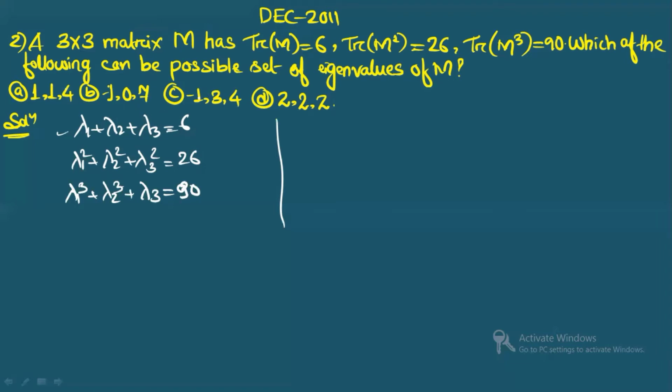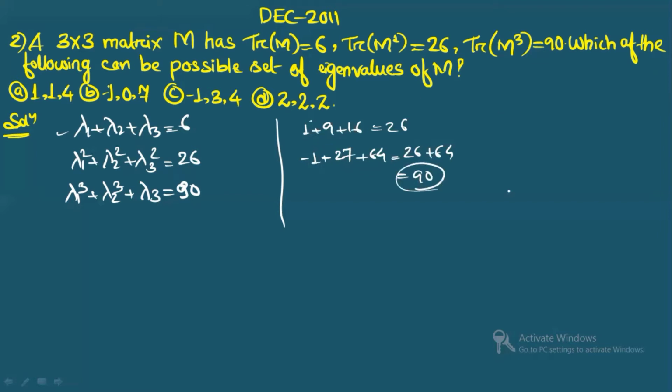For option C, when you add minus 1, 3 and 4, it will give you 6. When you add the squares, minus 1 square is 1, 3 square is 9, 4 square is 16, so it is giving you 26. Now you will do the cube. Minus 1 cube is minus 1, 3 cube is 27, 4 cube is 64. So this will give you 26 plus 64, and when you check this, you will get 90.